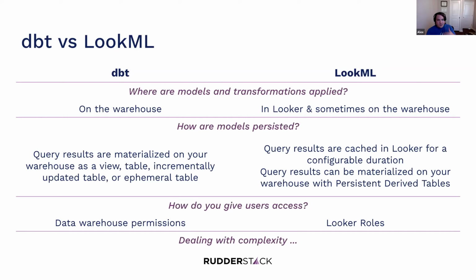So DBT is literally just running SQL inside your data warehouse. All this stuff is just in the warehouse. And then Looker is just parsing your LookML and, when the business users are using it, it generates the SQL and runs it on your warehouse. But then also, with the PDTs, and don't do this, you can persist things in the warehouse.